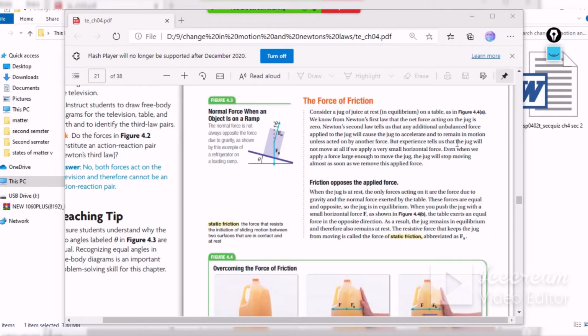Welcome back everyone. Today inshallah we'll be talking about the two kinds of friction, and we'll talk about the coefficient of friction, and also we will answer some problems about friction.